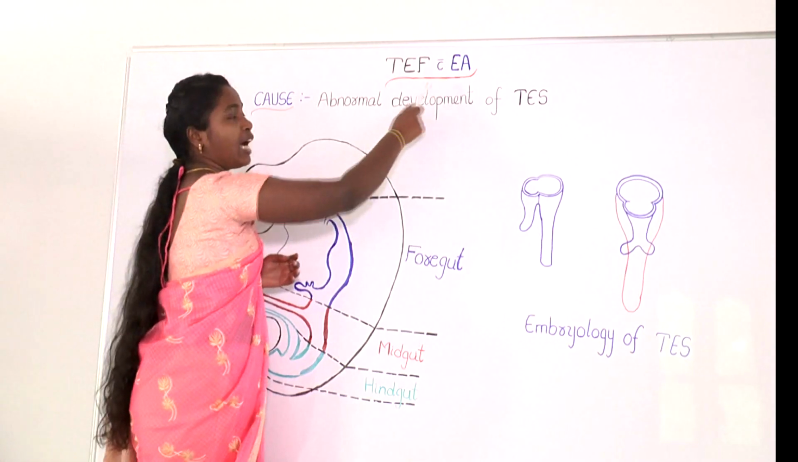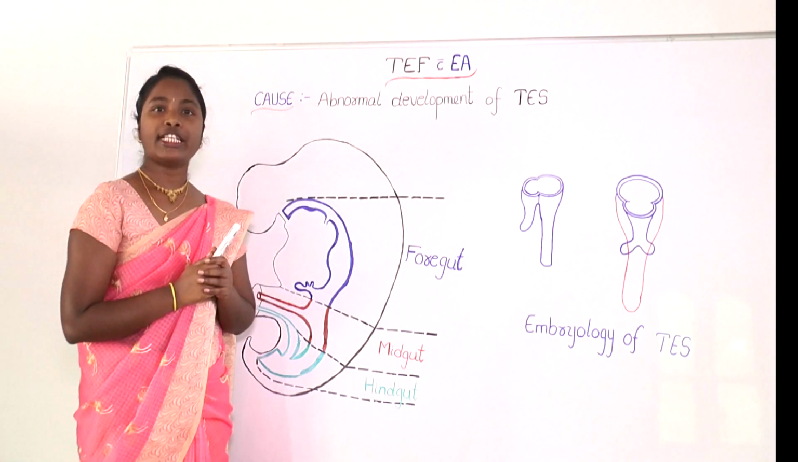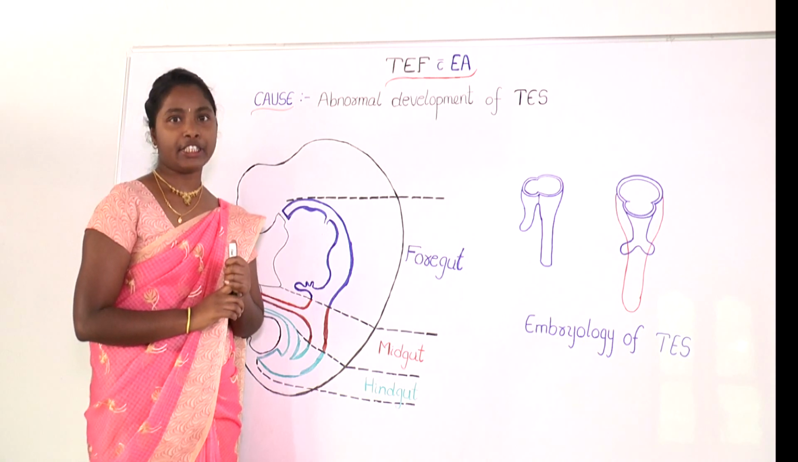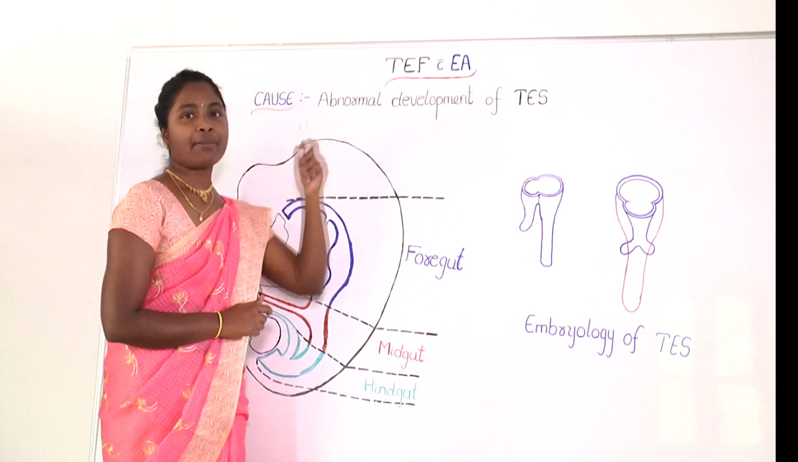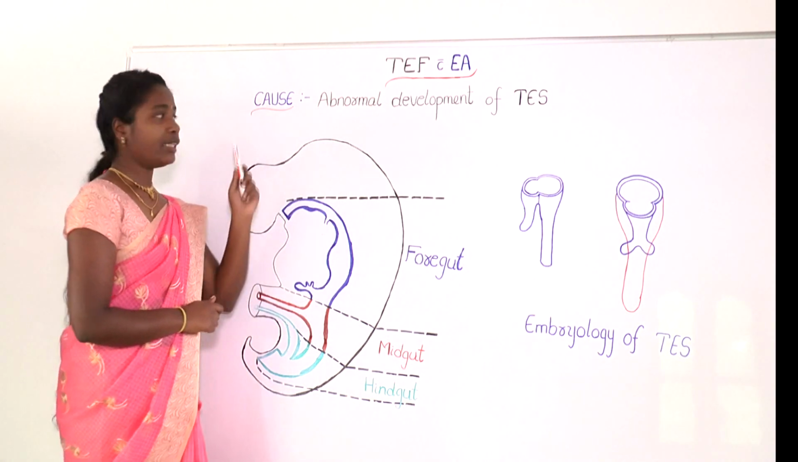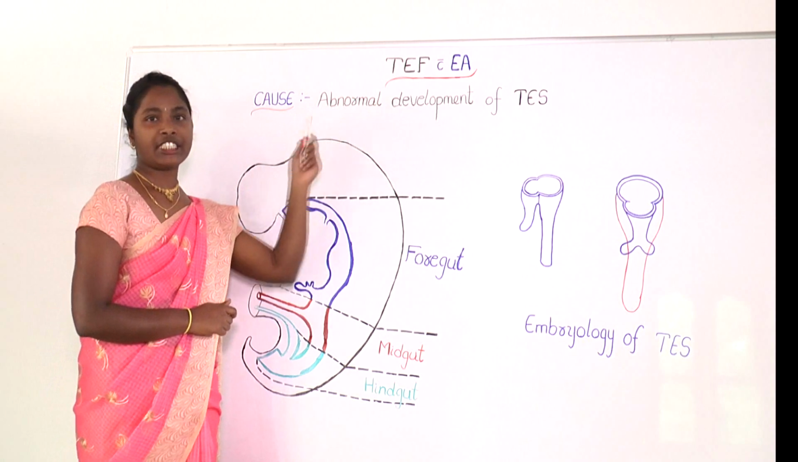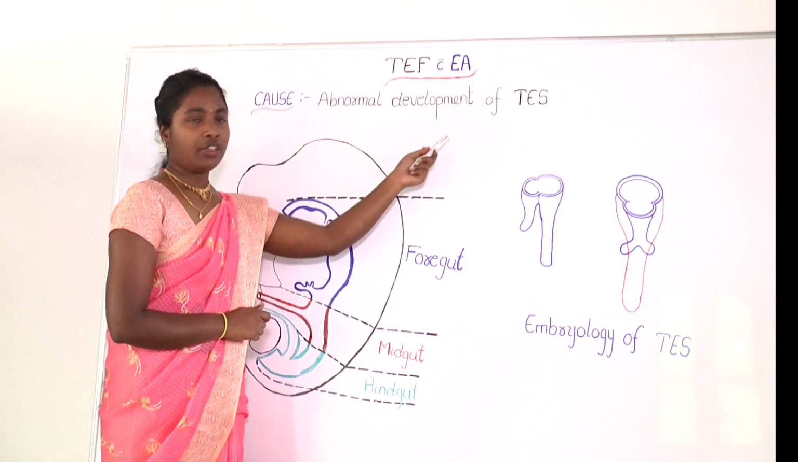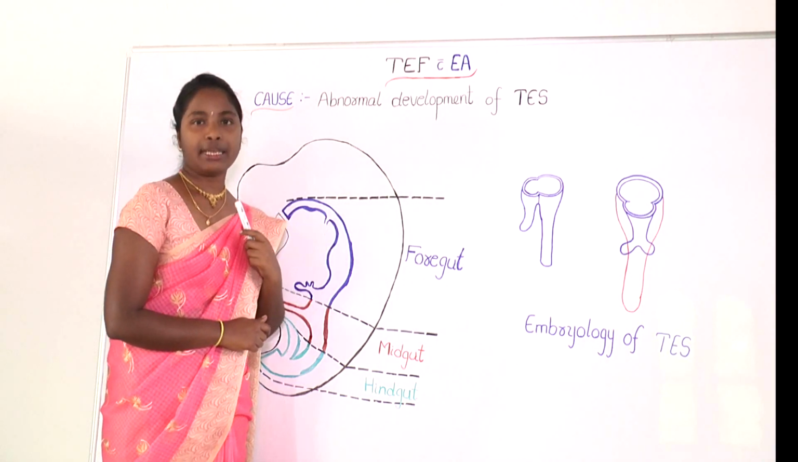Normally, atresia is absence of normal passage. In this condition, upper and lower segments of esophagus don't connect to each other and remain blind, so these congenital anomalies occur. In previous class, we studied that the main cause of both these congenital anomalies is abnormal development of tracheo-esophageal septum.